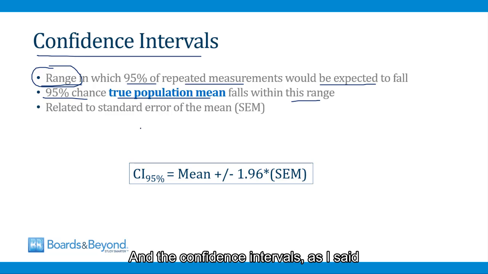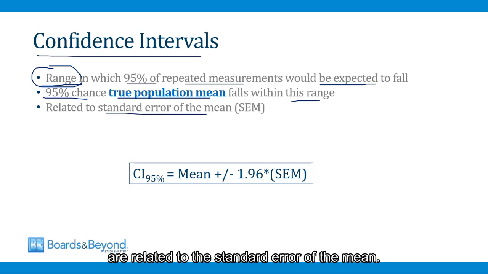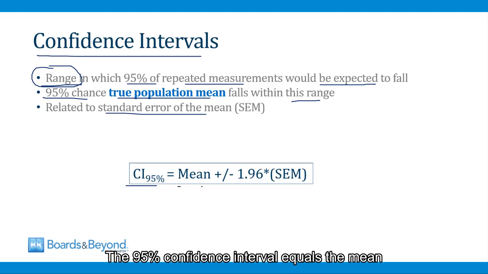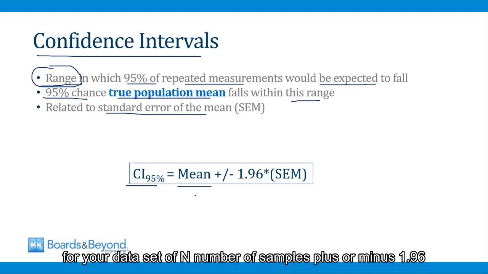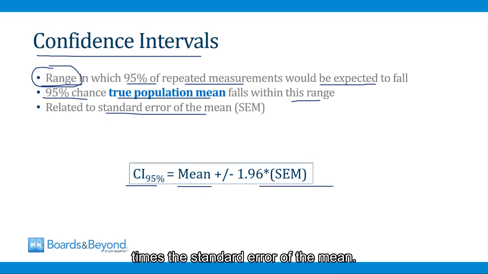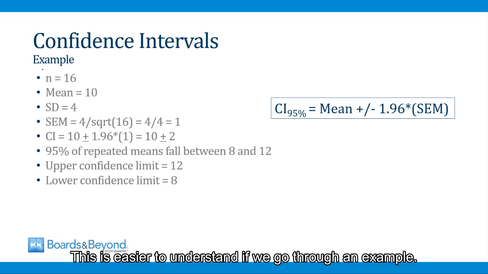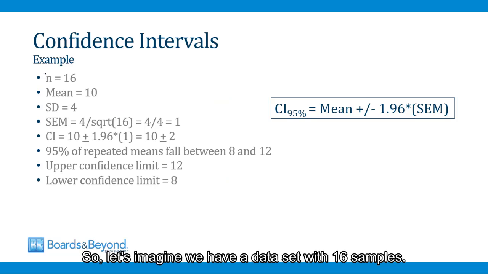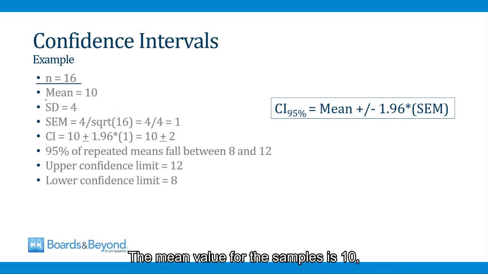And the confidence intervals, as I said, are related to the standard error of the mean. They can be calculated by this equation here. The 95% confidence interval equals the mean for your data set of n number of samples plus or minus 1.96 times the standard error of the mean. This is easier to understand if we go through an example. So let's imagine we have a data set with 16 samples. The mean value for the samples is 10 and the standard deviation is 4.